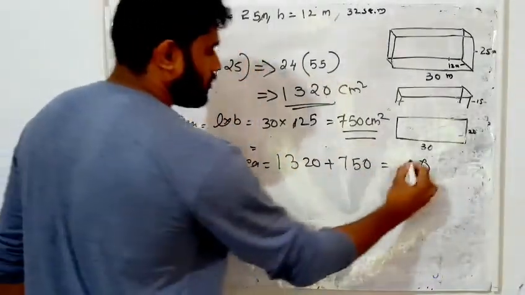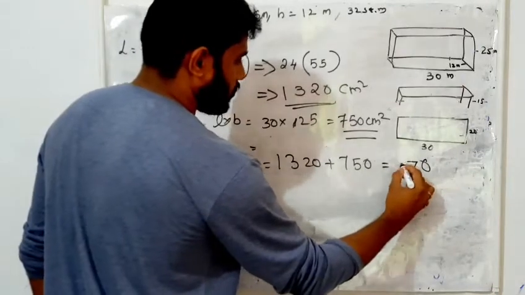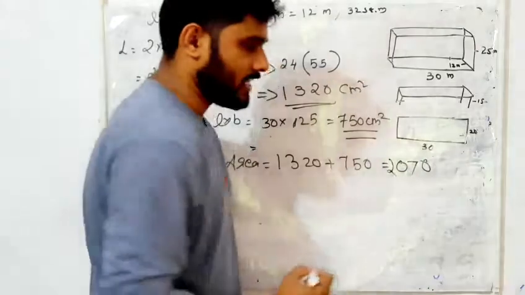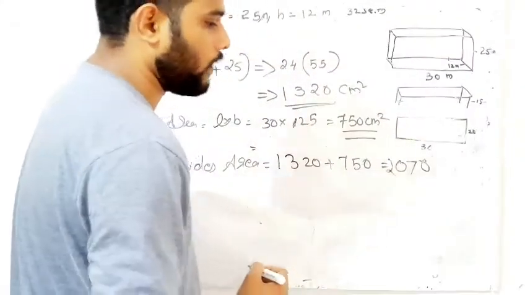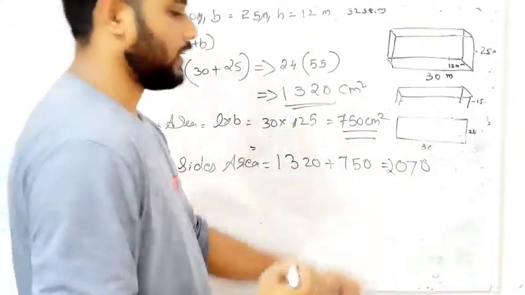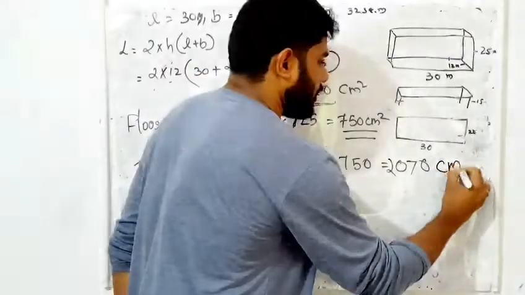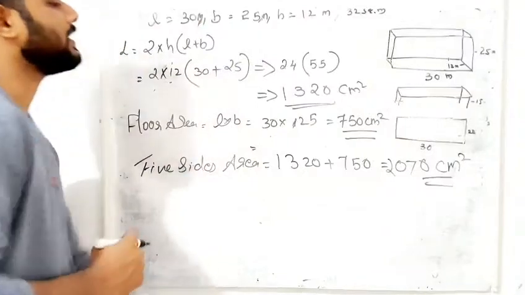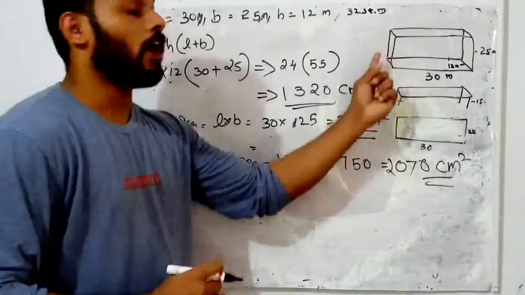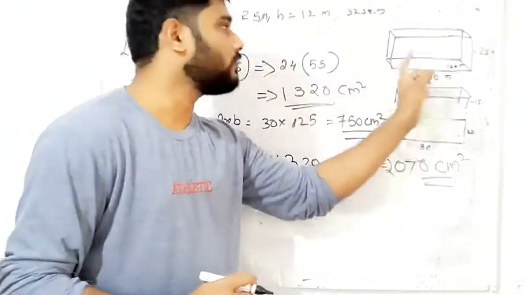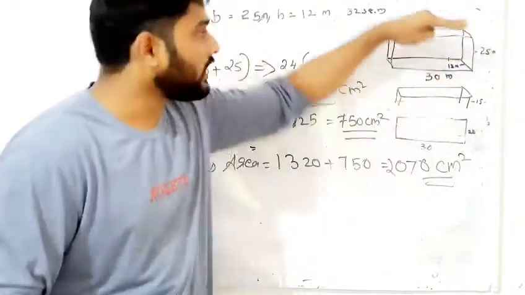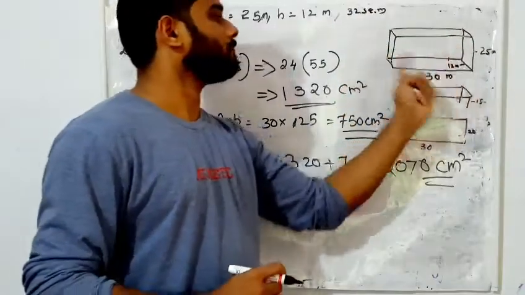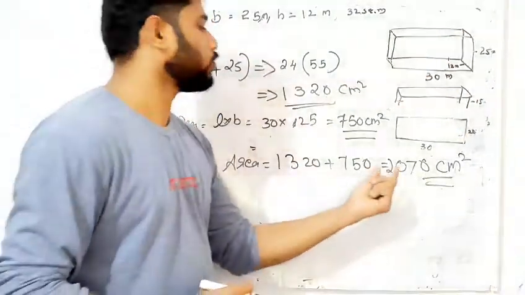0, 7, 0, 7 plus 3, 10, and 2. 2070, how much? 2070 centimeters square. Total is 2070 centimeters square. So the five sides area of this swimming pool. We don't want the top, okay? That's why we are avoiding the top. Five sides area, which is equal to 2070.